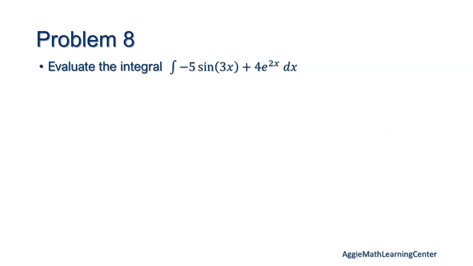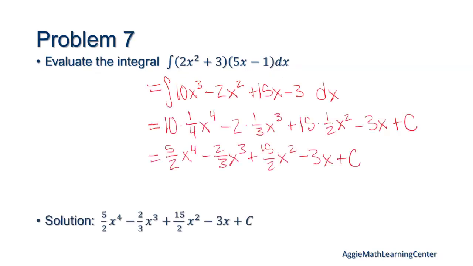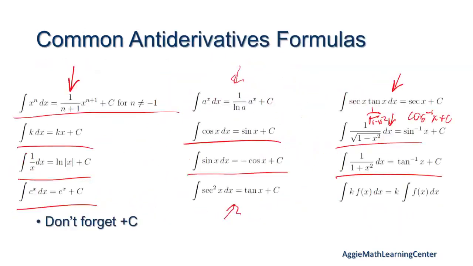Okay. Evaluate the integral of -5 sine of 3x plus 4e to the 2x. Okay, I'm going to go all the way back. We're doing this guy, and we're doing this guy. So, the antiderivative of e to the x is just e to the x, kind of like how the derivative is just e to the x. And then sine, when doing the integral, goes to negative cosine.